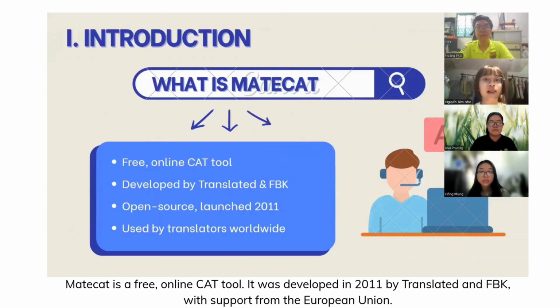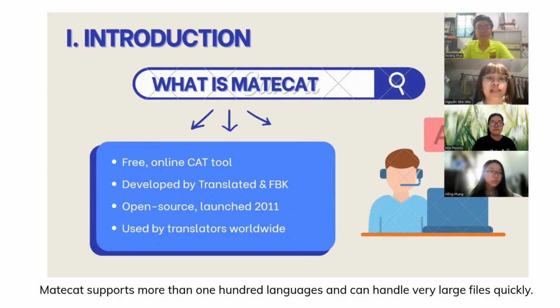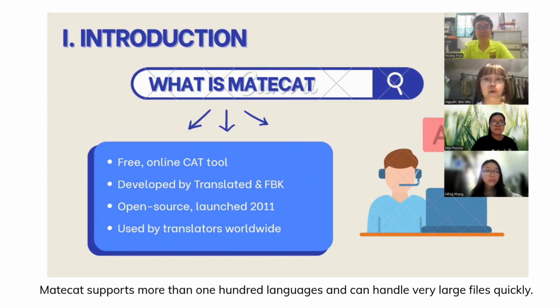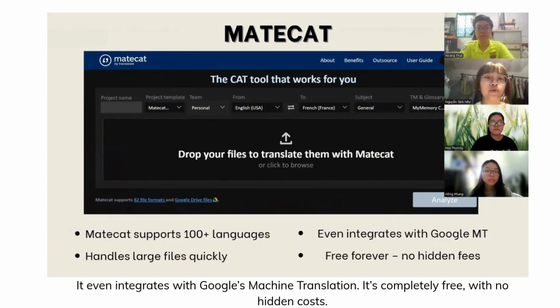Matecat is a free online CAT tool. It was developed in 2011 by translators and FBK with support from the European Union. It's open source, and translators around the world use it for professional projects. Matecat supports more than 100 languages and can handle very large files quickly. It even integrates with Euro machine translation. It's completely free with no hidden cost.